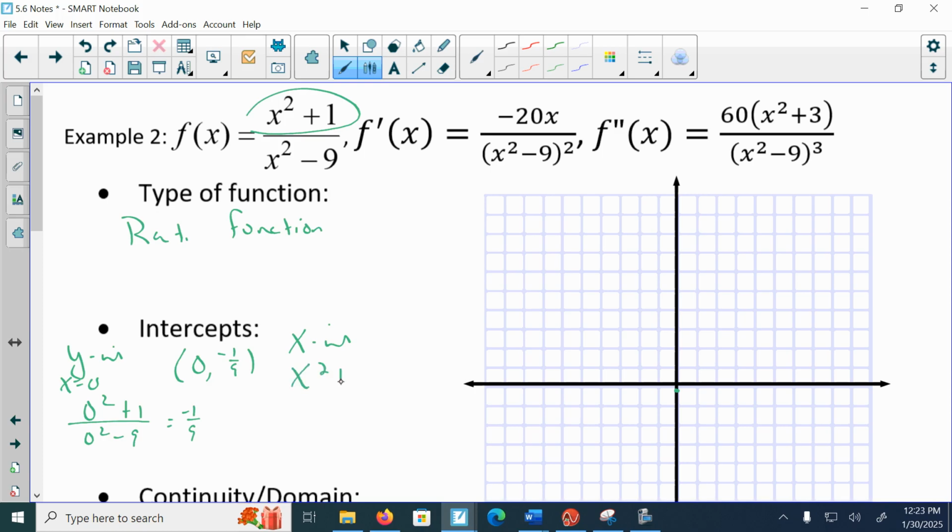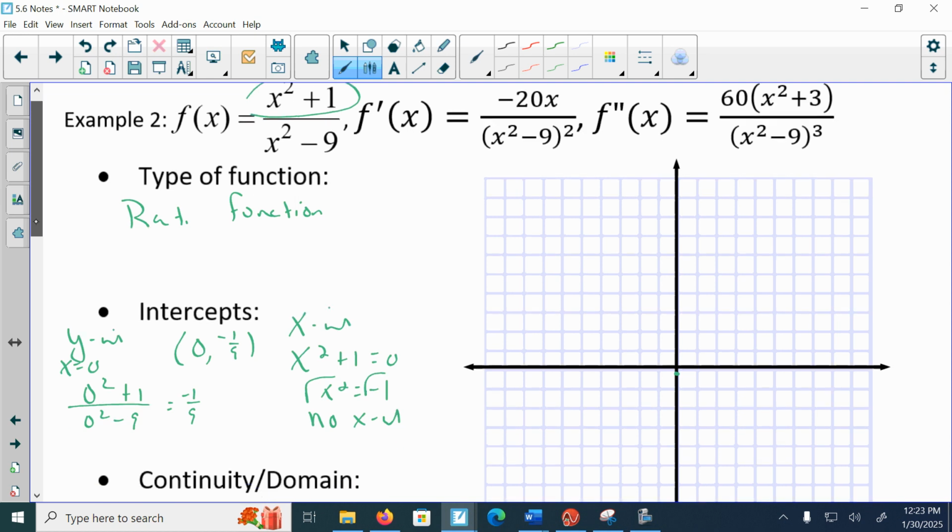I'm going to take x squared plus 1 and set that equal to 0. X squared is equal to negative 1. Take the square root. That is not possible, so there is no x-intercept. So I should not cross the x-axis at all. That's what I'm telling myself.